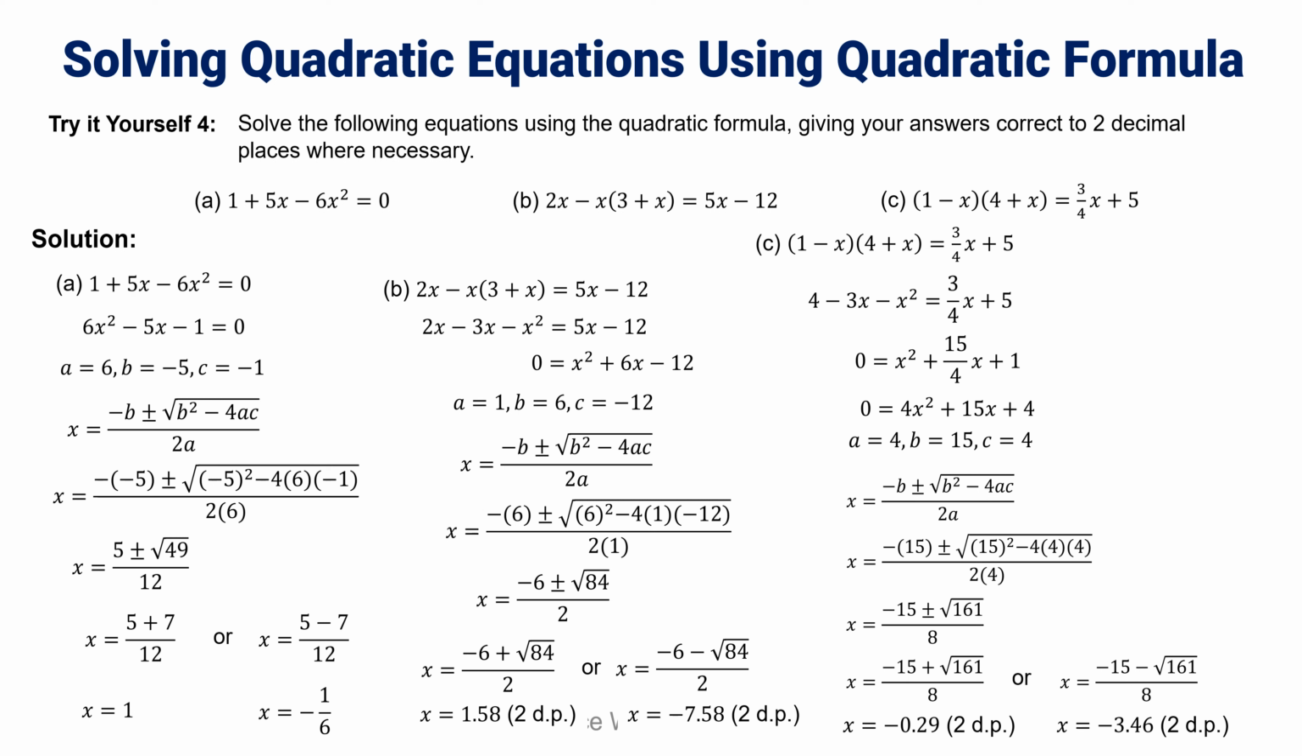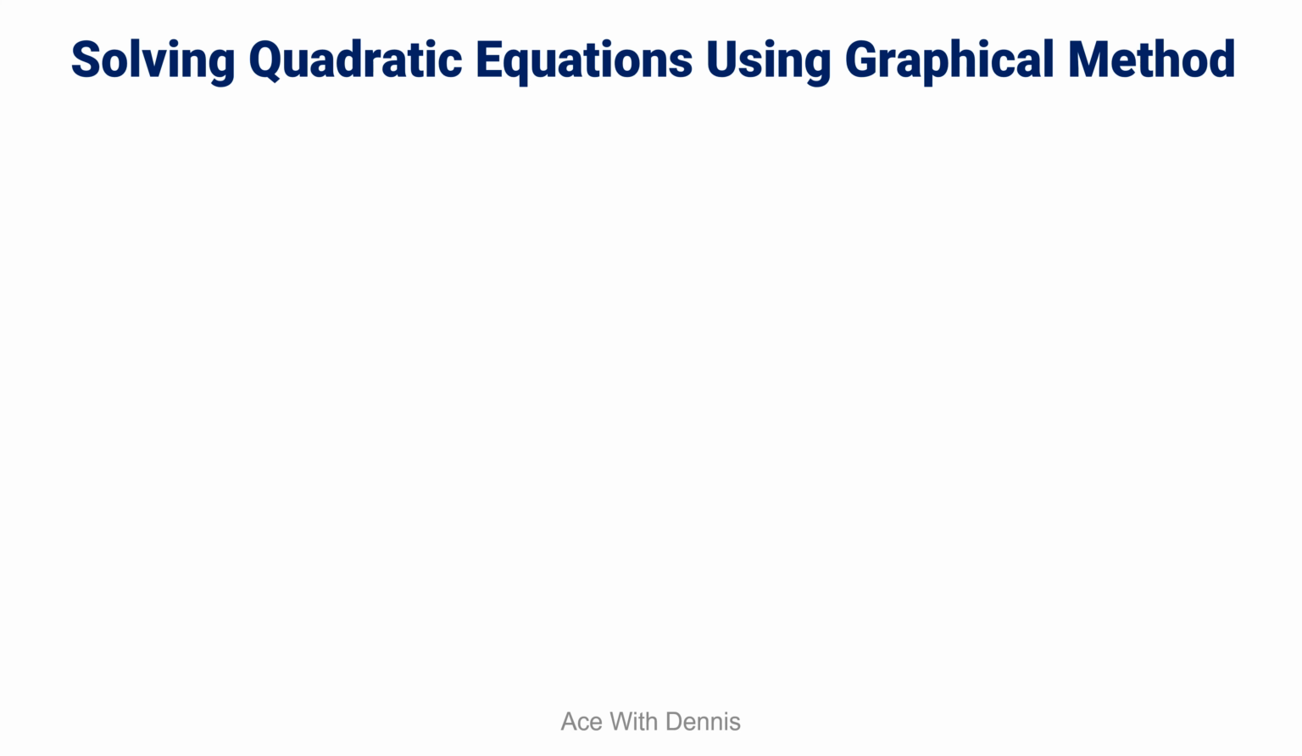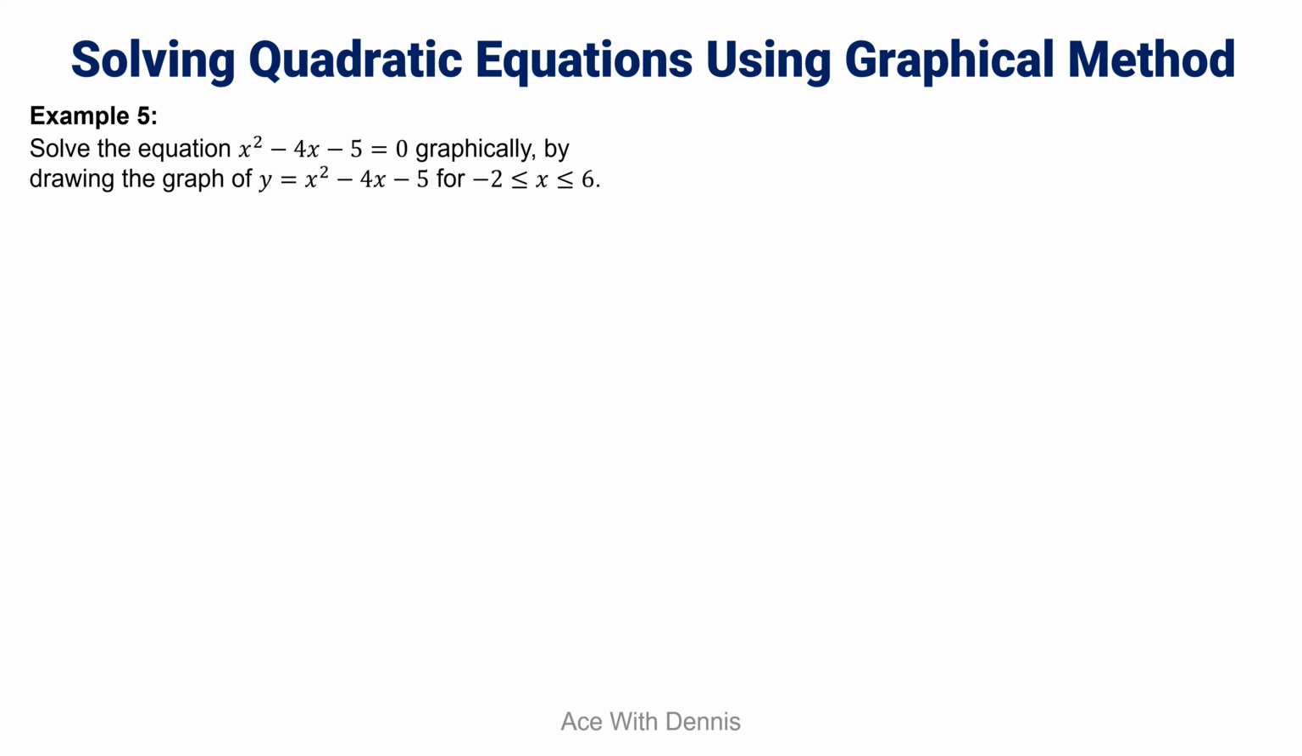The fourth method to solve quadratic equations is the graphical method. So as mentioned in this title, we need to plot a graph in order to solve the quadratic equation. So let's look at example 5 here. Solve the equation x² - 4x - 5 = 0 graphically by drawing the graph of y = x² - 4x - 5 for the range of x from -2 to 6 inclusive.